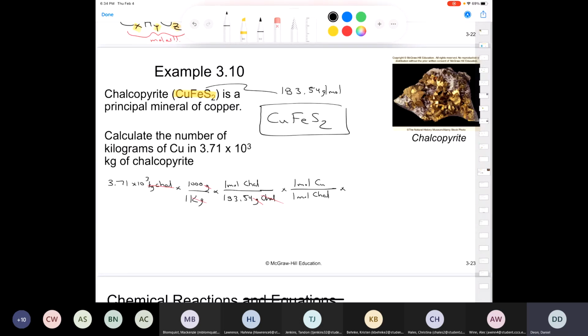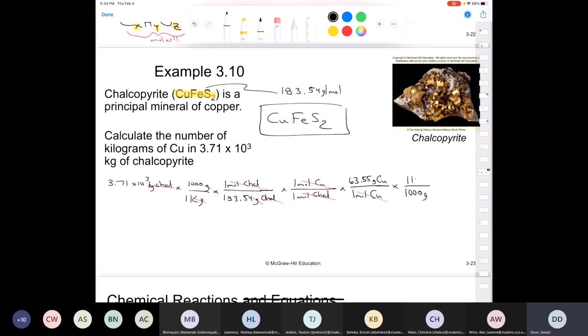And we know that in 1 mole of copper, we have, and I have to go to my periodic table here, 63.55 grams of copper. If you stopped here, there's nothing wrong with stopping at this point. You'd have the mass of copper in grams, but they want it in kilograms. So we have one more conversion to do, and that is in 1,000 grams.